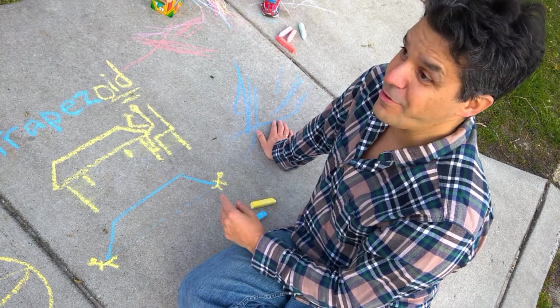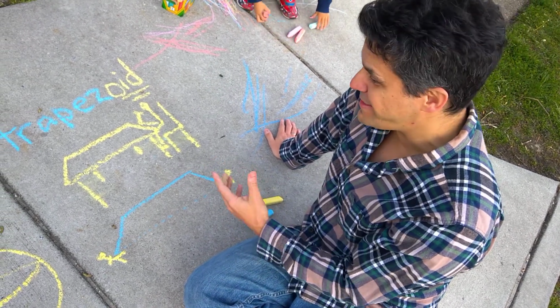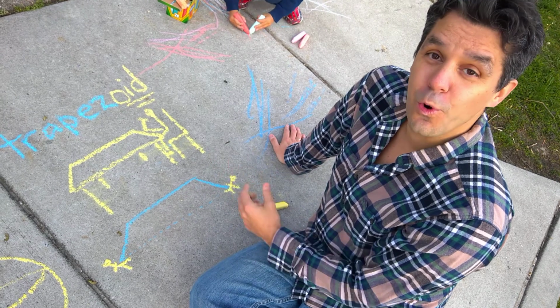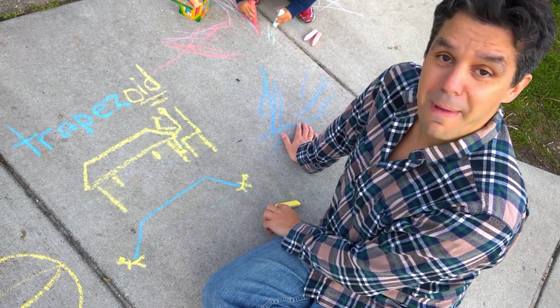Get it? And there's a part of your body called your trapezius. So shapes will help us learn new words also, and they're important in math.